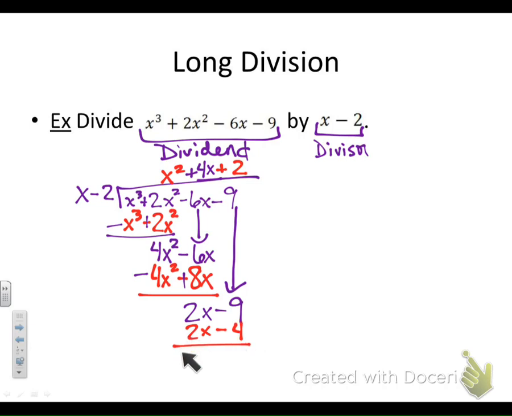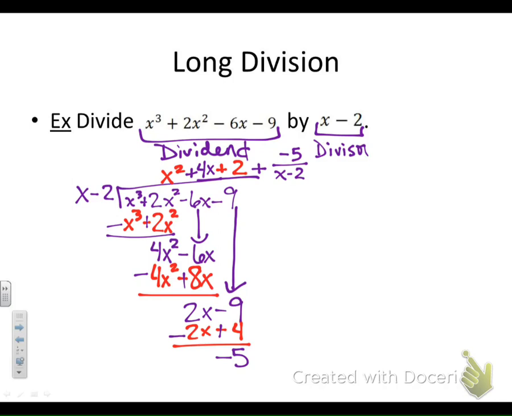I realize I need to subtract these, so I'm going to change their signs. And I'm left with a constant of negative 5. To write a remainder, the remainder is negative 5. I could either add negative 5, or I could put a minus here and then have a regular 5. But it's going to be a fraction, the remainder over the divisor, x minus 2.